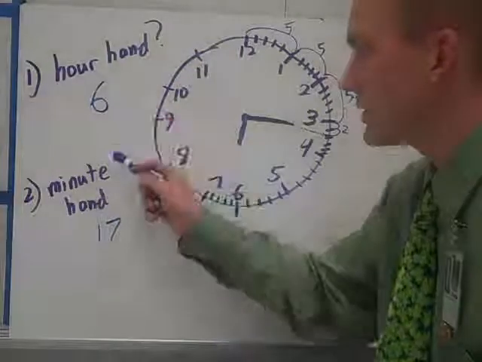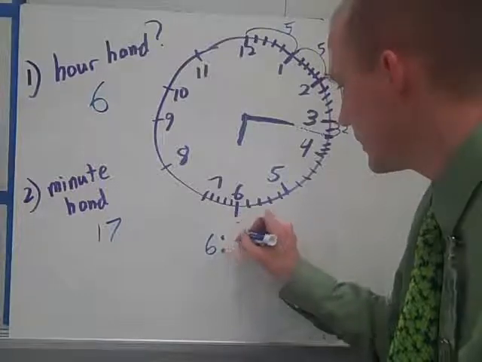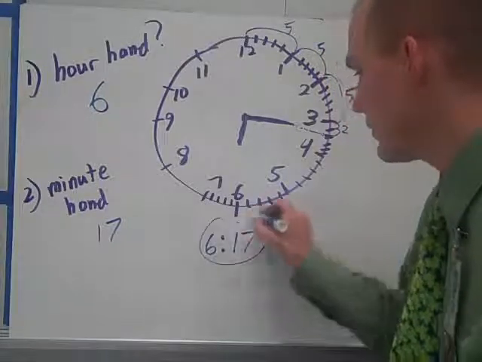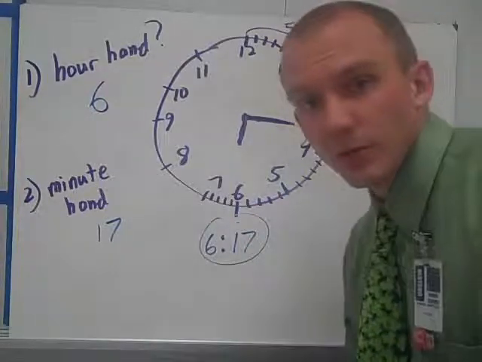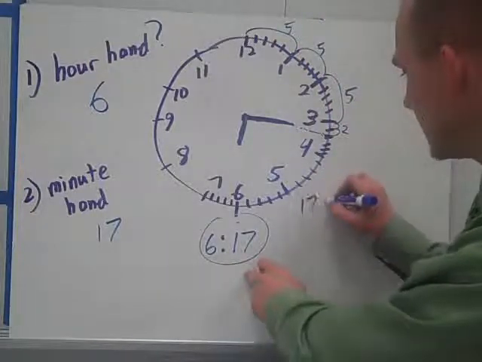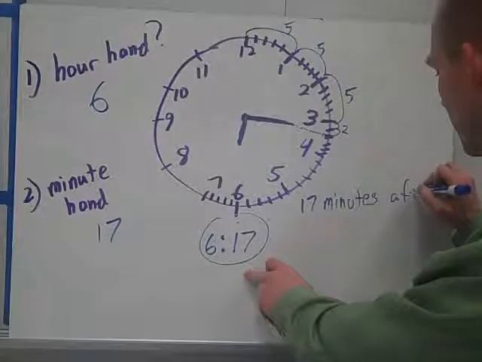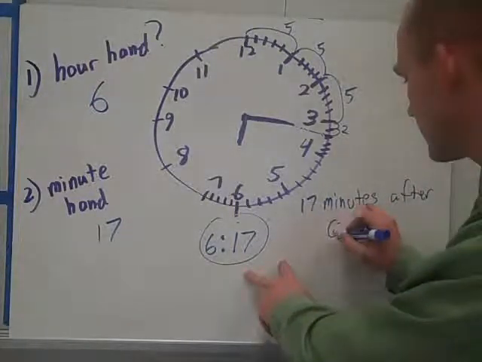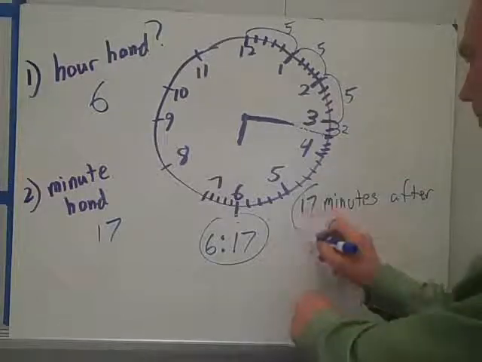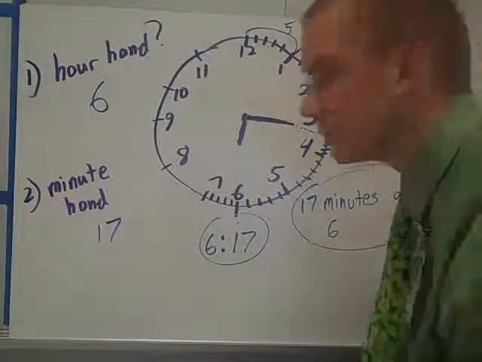And then I go, okay, so it's 6, 17, and I would write that down as 6:17, and that would be the time. Another way you could write this, you might ask, well, what is this? Well, it could be 17 minutes after 6. And that's another way you might write it, or you might say it when you're speaking. 17 minutes after 6.